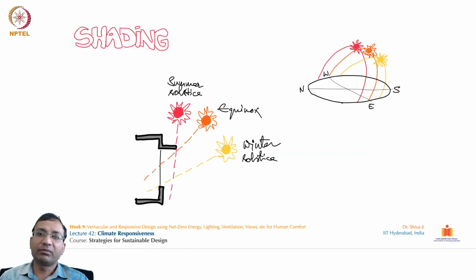Shading is one of the very important strategies for design, how well we can avoid sun when we do not want it, and how we can permit sun inside when we desire it. So there are a number of solutions available for such techniques, and this has been used in vernacular architectural systems traditionally, and there are several other mechanical solutions also in modern times to control the sun.